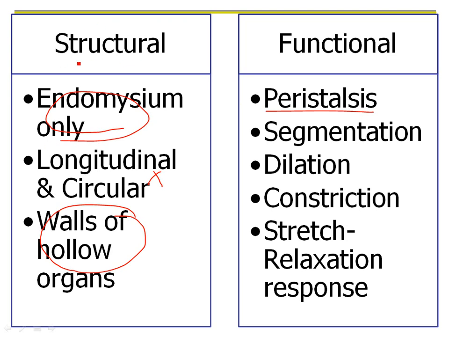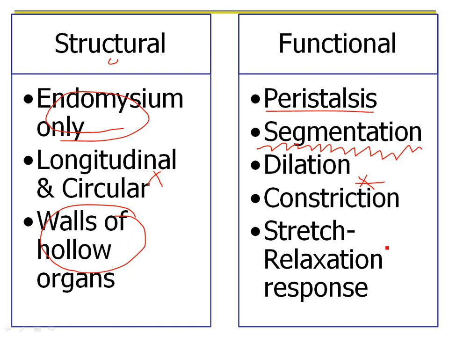Segmentation is a little different. Segmentation is intestinal tract as well. But in segmentation, you actually section off pieces and you squish back and forth to mix. Dilation or constriction tends to be blood vessels. Dilation and constriction can also be bronchioles, tubes within the respiratory tract.